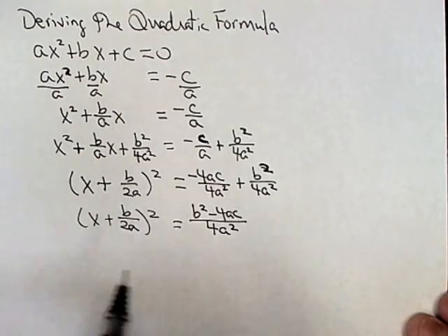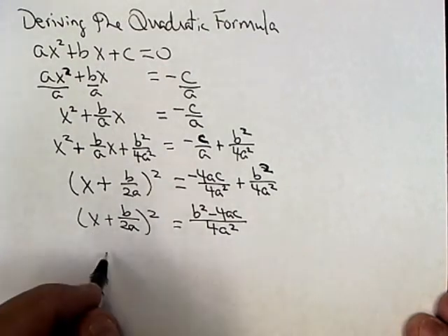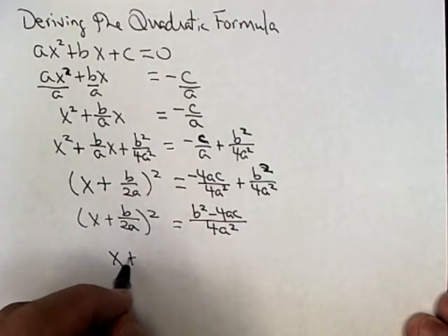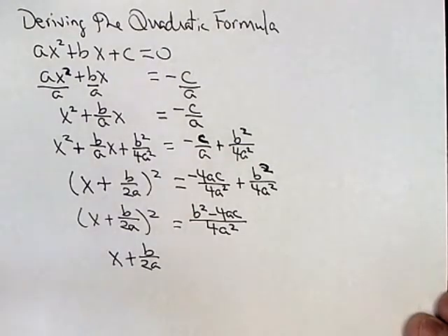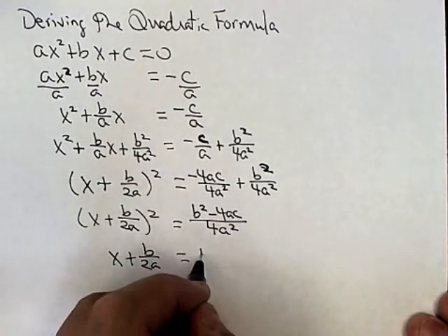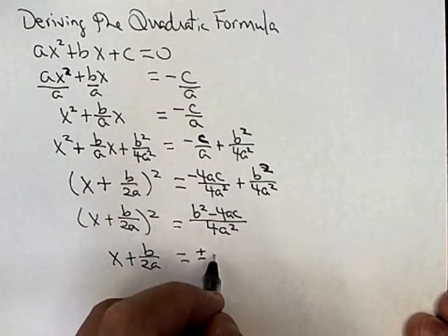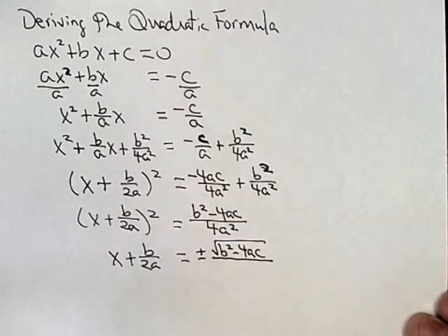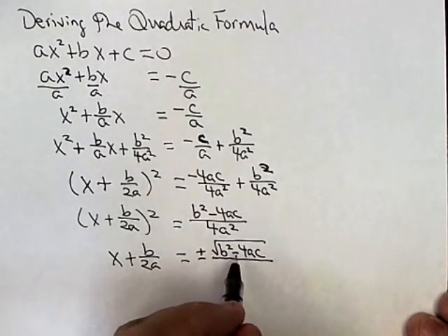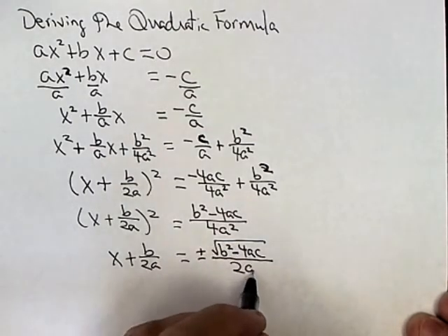Now I want to take the square root of both sides. When I take the square root of this quantity squared, I just get x plus b over 2a. But remember, there's a positive and a negative. So if I ask you what the square root of 4 is, it would be either plus or minus 2. So I end up with plus or minus, and to take the square root of a fraction, I take the square root of the top over the square root of the bottom. Now the top is as simple as I can write it, but the square root of 4a squared is simply 2a.